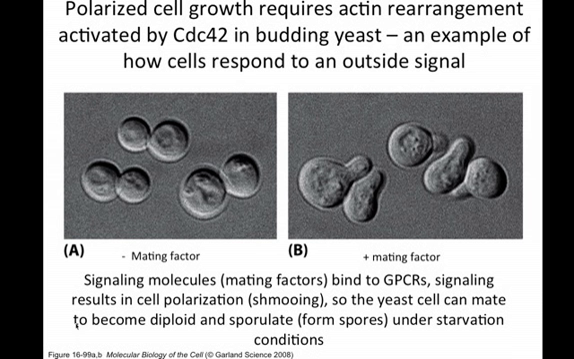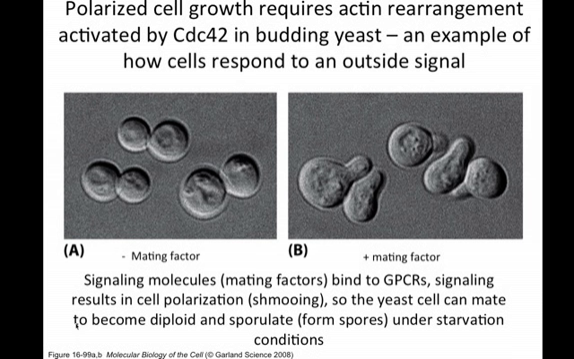But don't worry about that detail because we're really focusing on actin polymerization. And so what happens is you have these mating factors, which are signaling molecules that are secreted by cells, and they bind a receptor and form this kind of protrusion, which is this polarization of the cell called schmooing. I know, scientists. And so this allows for the yeast cell to be able to mate and become diploid.